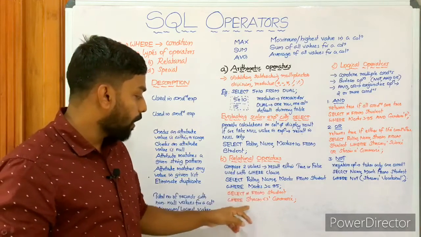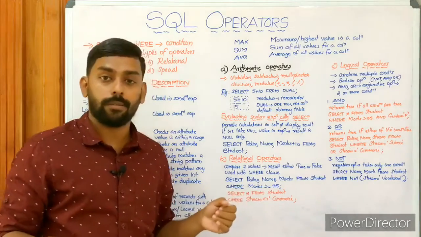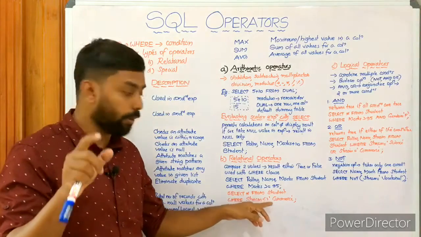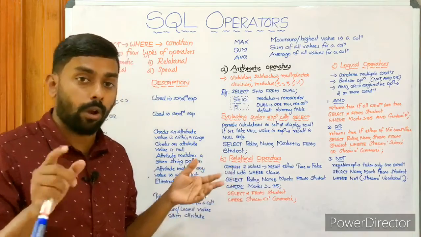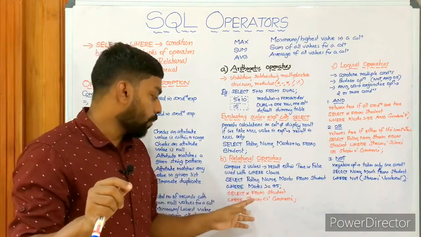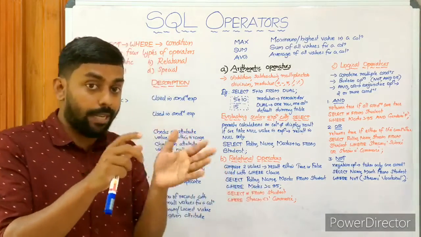Select star from student where stream not equal to commerce. You know, this is the symbol for not equal to, less than, greater than. Select star from student. Star means all columns, you know that. All columns from student where stream is not equal to commerce.